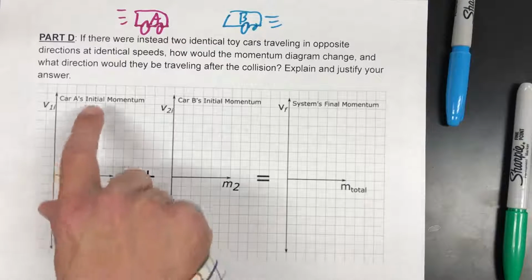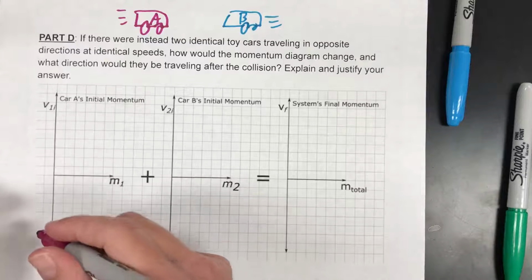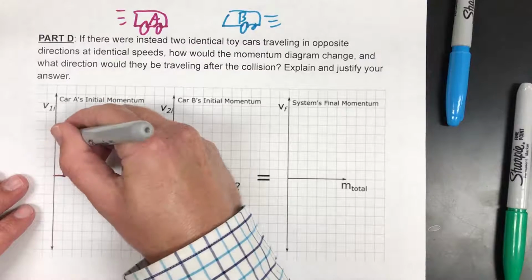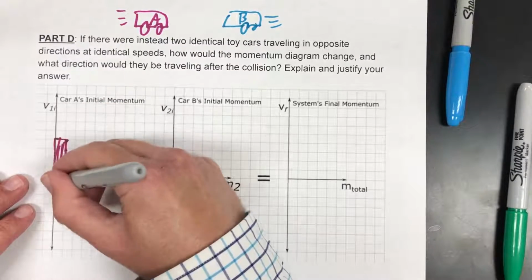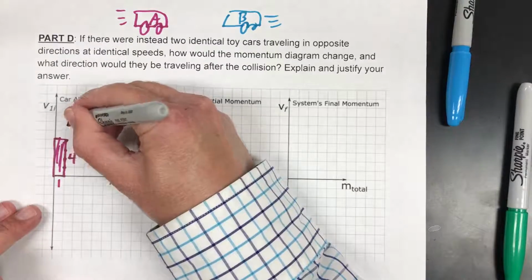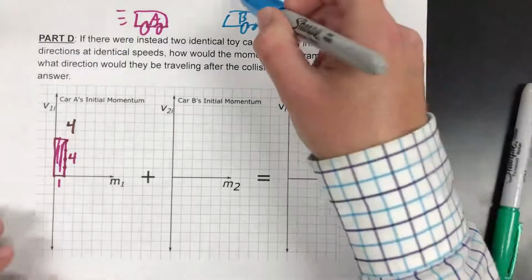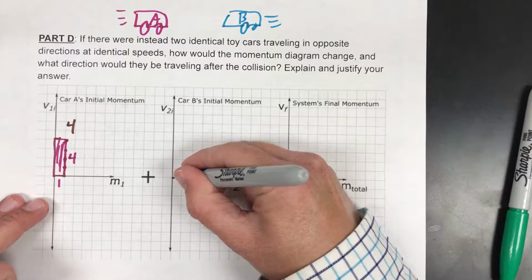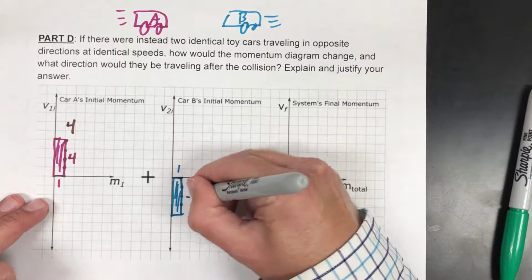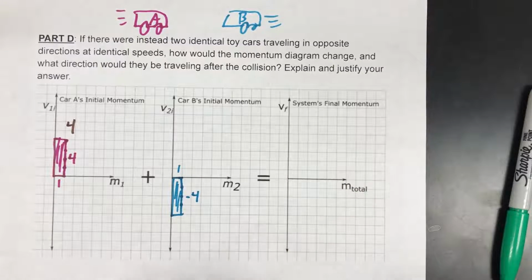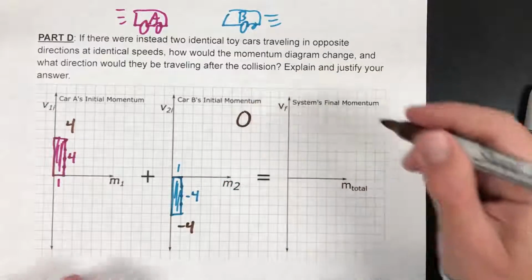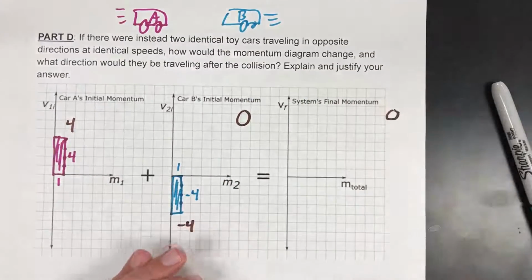So now let's do car A's initial momentum. I am just going to do here 1 block wide by 1, 2, 3, 4 blocks, just like we did on the first one, tall. So this gives you 1 by 4 for a total of 4. This car has the same mass, so 1 wide, but it's going in the negative direction. So 1, 2, 3, 4. So 1 by negative 4. And so its total momentum is negative 4. So 4 and negative 4, that means all together we have no momentum. That means afterwards we have to have no momentum.